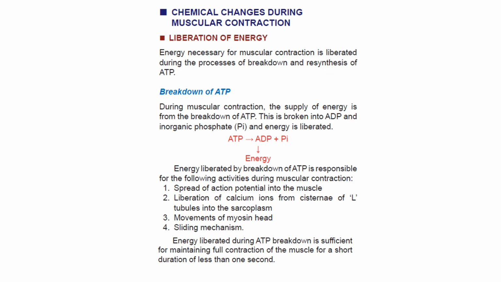During muscular contraction, ATP is broken down into ADP and an inorganic phosphate ion. This reaction releases energy as shown in the equation. After that, we can discuss the functions of the energy released. The energy released from ATP breakdown facilitates several critical steps in the contraction process, which include: number 1, the propagation of the action potential; number 2, the release of calcium ions from the sarcoplasmic reticulum; number 3, the movement of myosin heads; and number 4, the sliding mechanism.